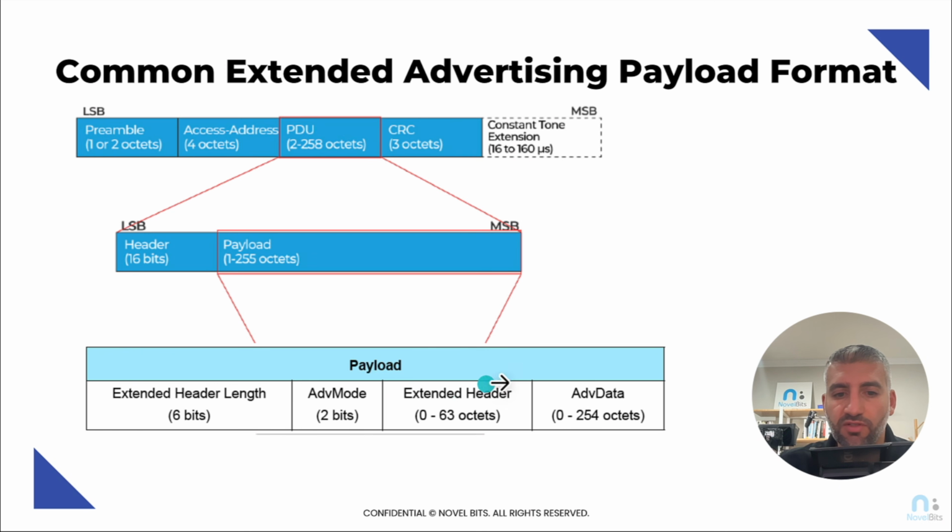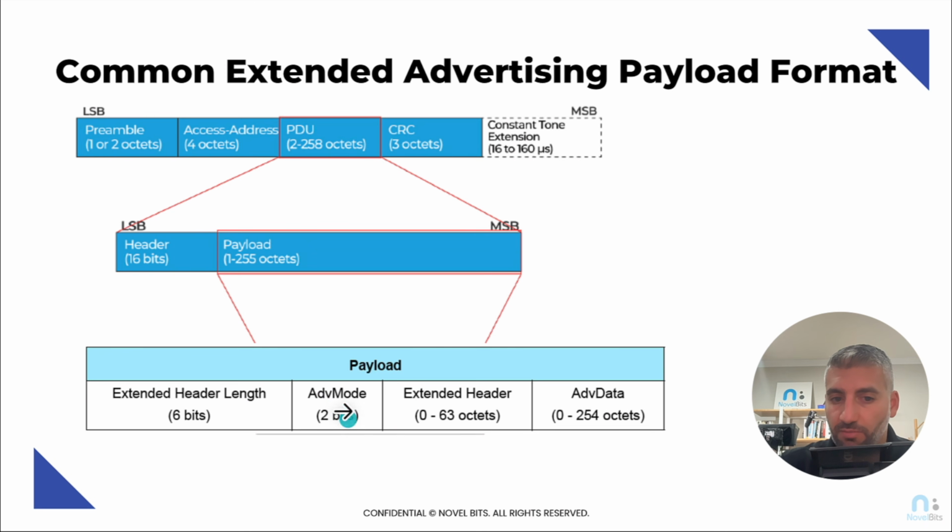And in this, you'll see that there's some payload, and the payload contains some header information. There's what's called the extended header length. This tells the receiver what the length of this extended header is, and this can vary from 0 to 63 bytes or octets. So it's not always going to be constant and fixed. This will tell the receiver how many bytes to associate with that and parse it, so that it knows the remaining bytes are available for advertising data.